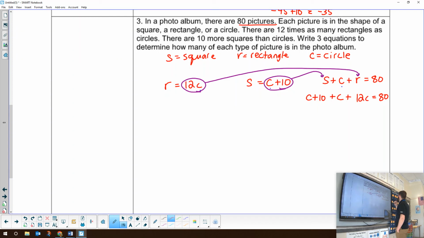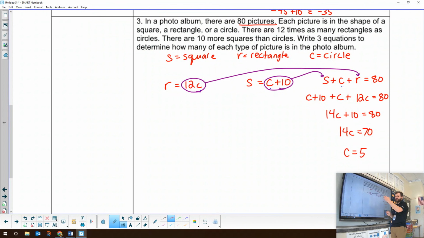Okay? Now, if I combine these together, we're going to get 14C plus 10 equals 80. Minus 10 to both sides, we get 14C equals 70. Divide both sides by 14, and we're going to get C equals 5. I feel like I've seen that before. Oh yeah, it was the previous problem.